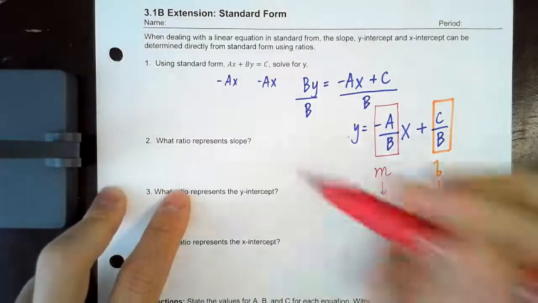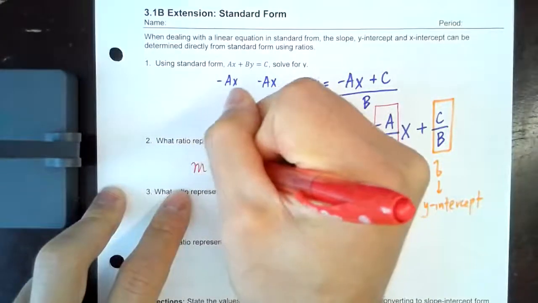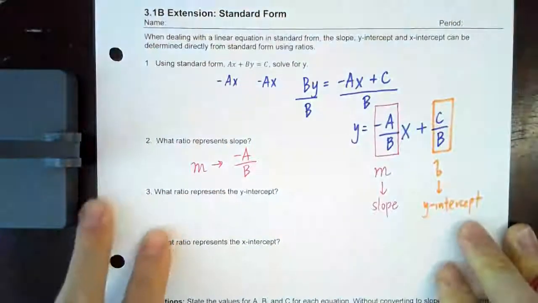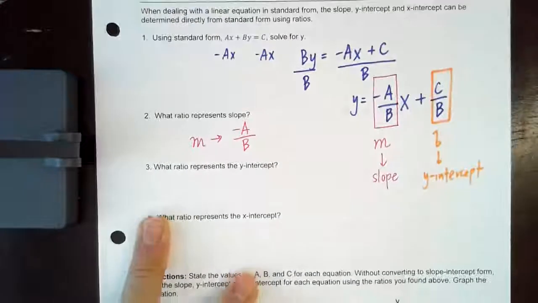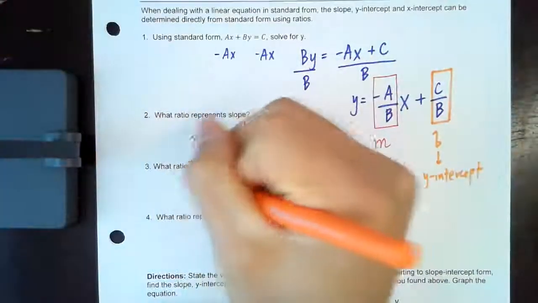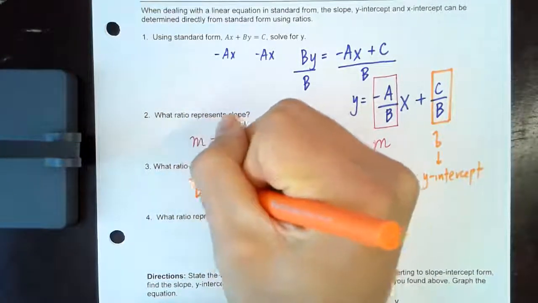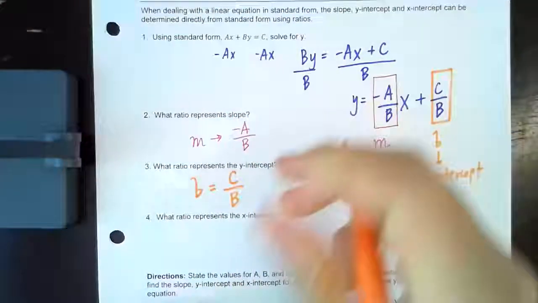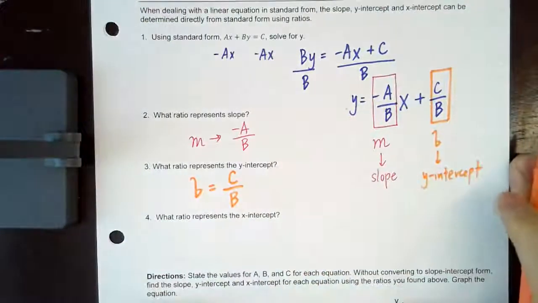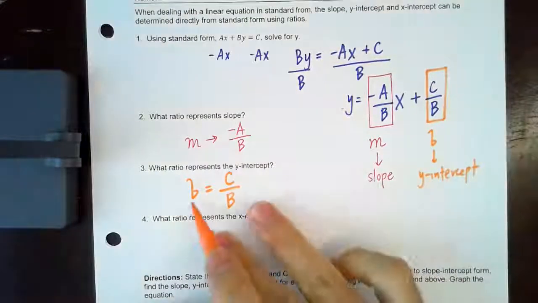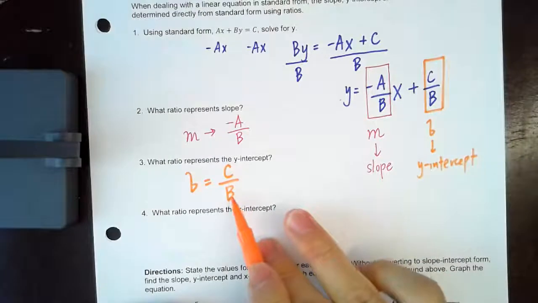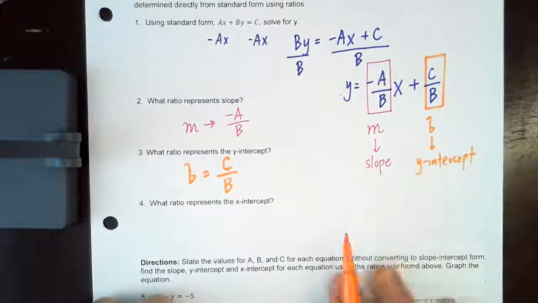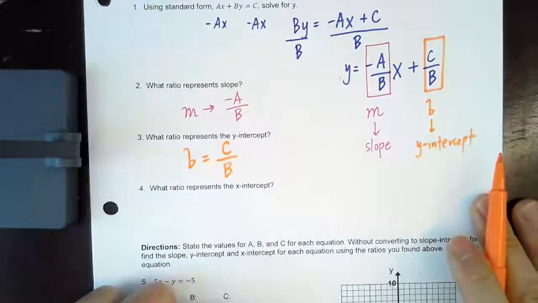What ratio represents slope? I'll write it one more time: negative a over b. What ratio represents the y-intercept? I'll write that one more time: lowercase b is equal to c over uppercase b. That's why it's really important. I know it's kind of funny that we're using the letter b twice, but an uppercase B and a lowercase b are actually totally different. So please be careful of that.